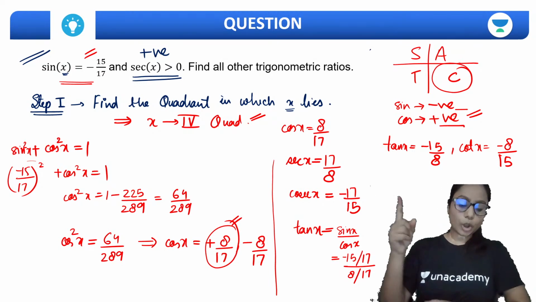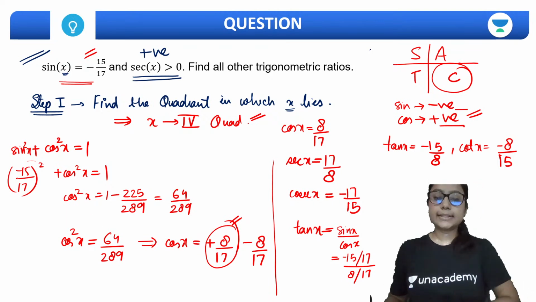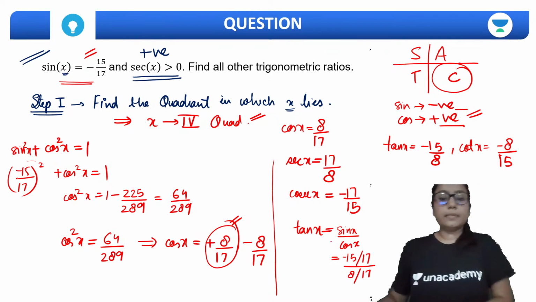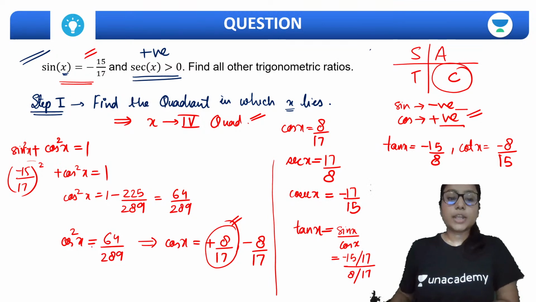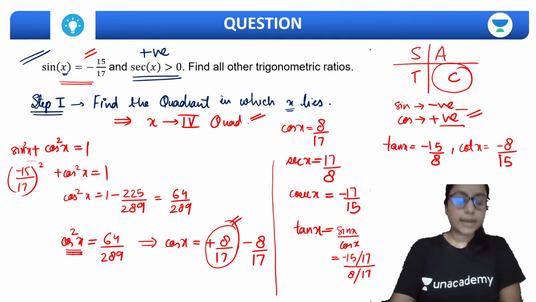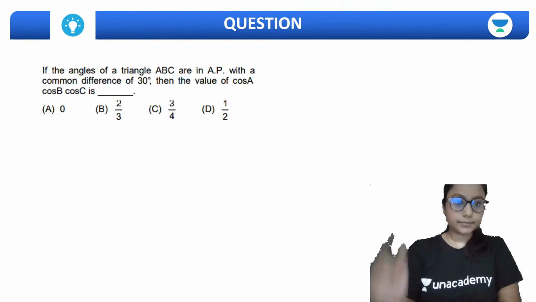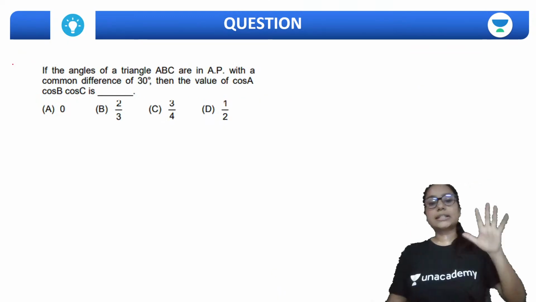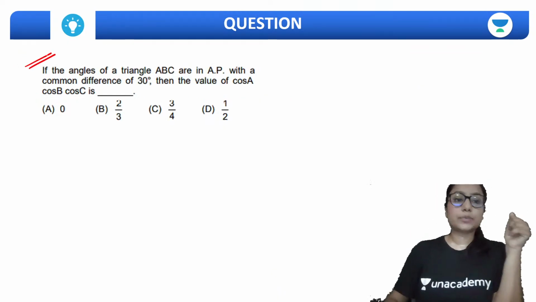Yes, Thomas, not minus 15 by 64. It will be minus 15 by 8. You have to take the square root here because this is cos square x. Let's move on. Next question. We have discussed the homework question. Let us try this one.